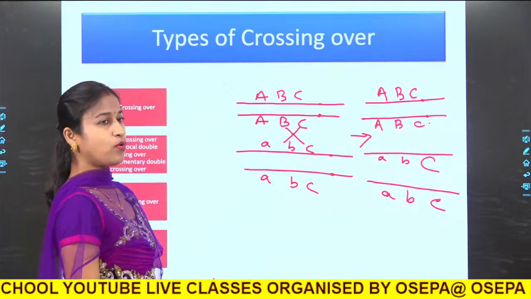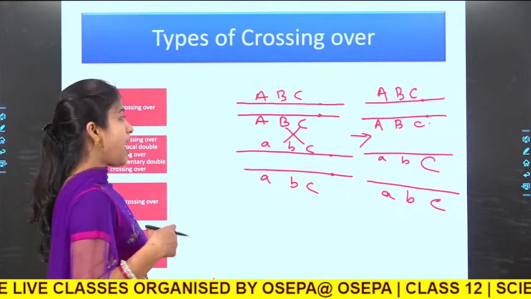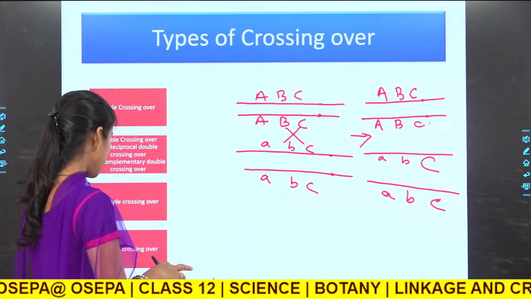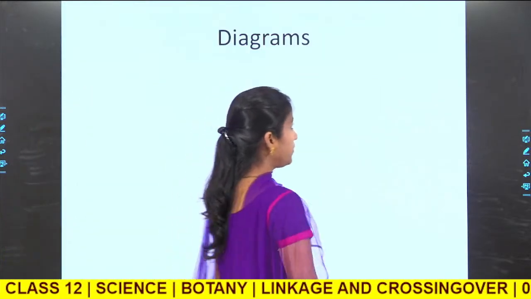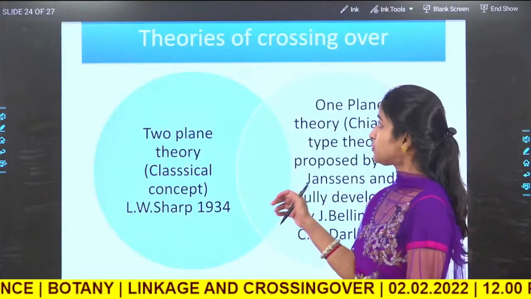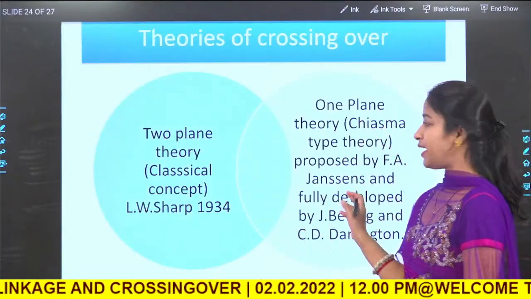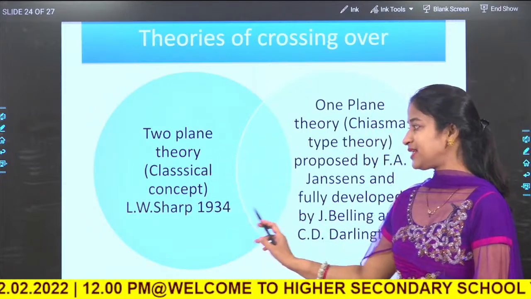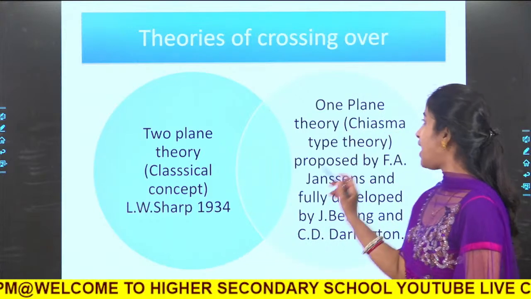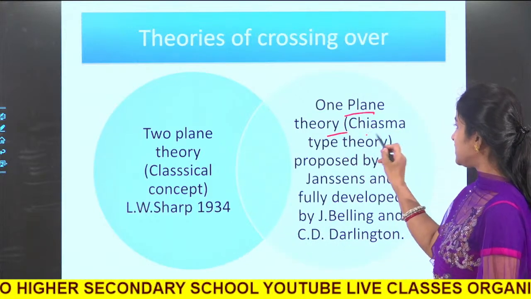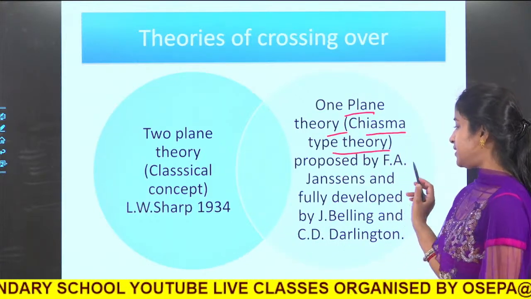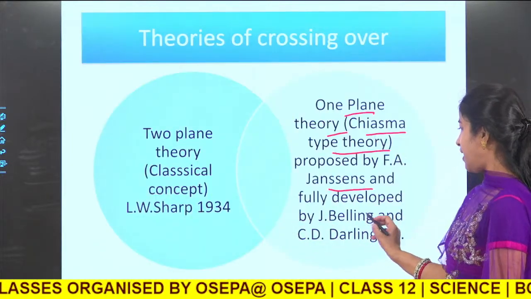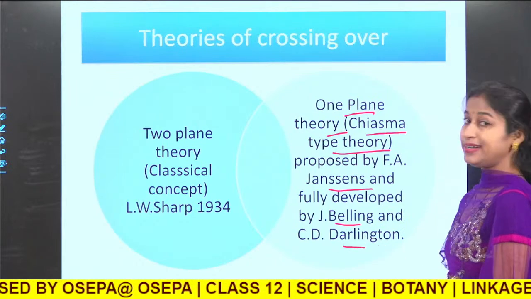So these are the 4 kinds of combinations, and we are going to get the single crossing over, double crossing over, multiple crossing over and somatic crossing over. The theories of crossing over are of two types. One is the two plane theory, that is the classical concept by L.W. Sharp, and another one is the one plane theory, that is the chiasma type theory, proposed by F.A. Janssens and fully developed by Belling and Darlington.